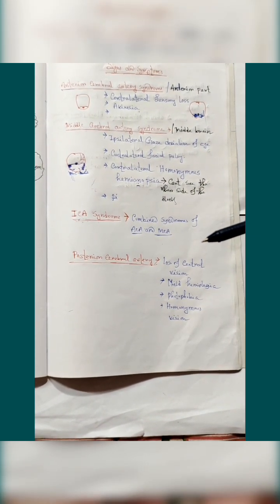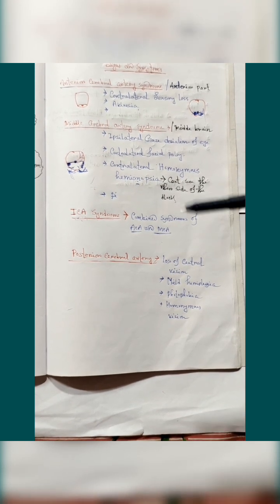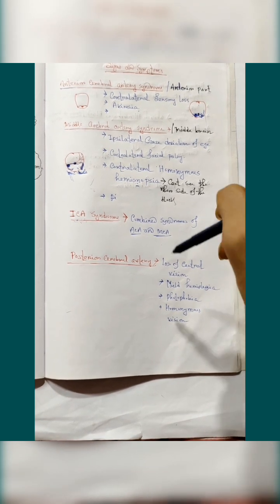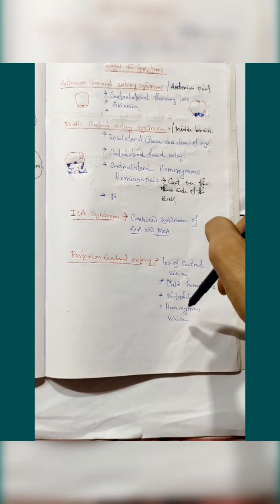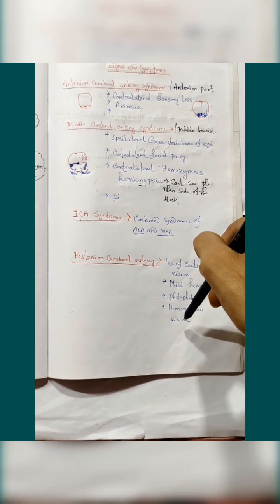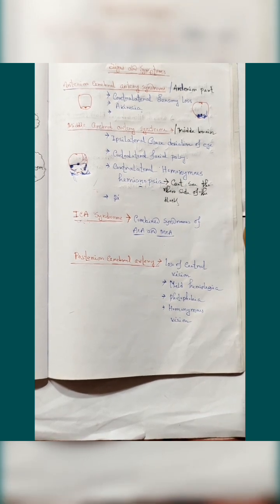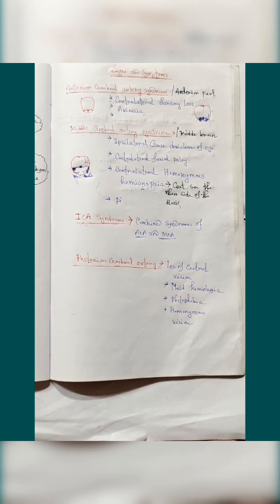And if the posterior part of the brain, it means the posterior cerebral artery, is getting damaged or any hemorrhage occurs, we know that the posterior part has a major function, that is vision. So the person will have a loss of central vision, a mild hemiplegia, photophobia, along with a homonymous vision loss. It means one-sided complete vision will be lost, okay? So these are the signs and symptoms of the stroke.